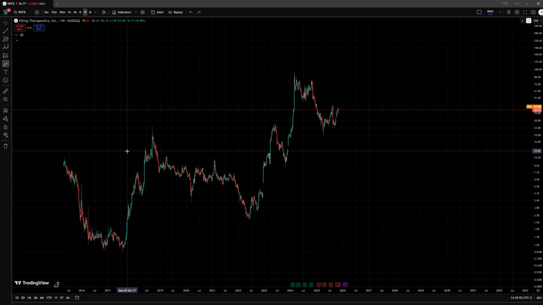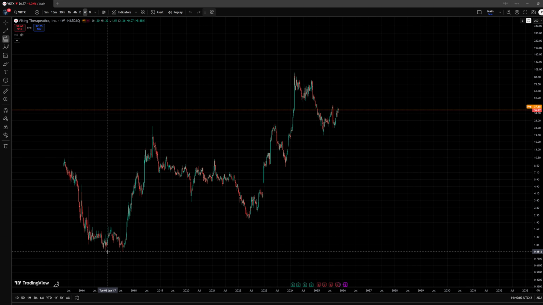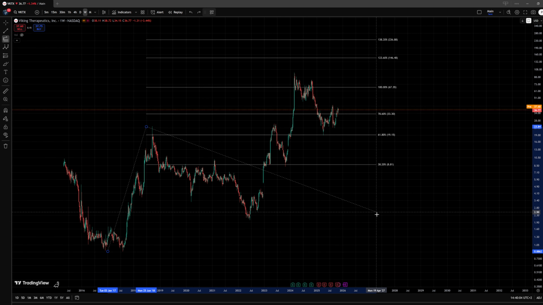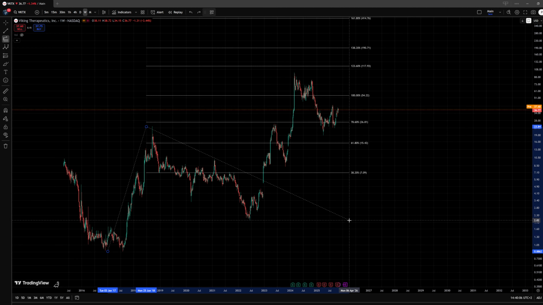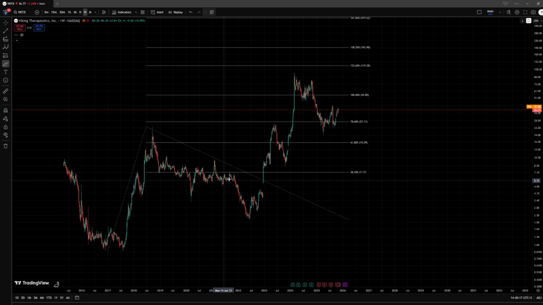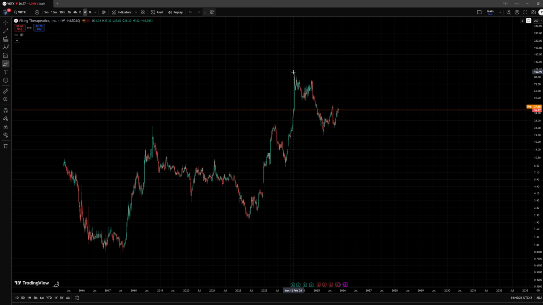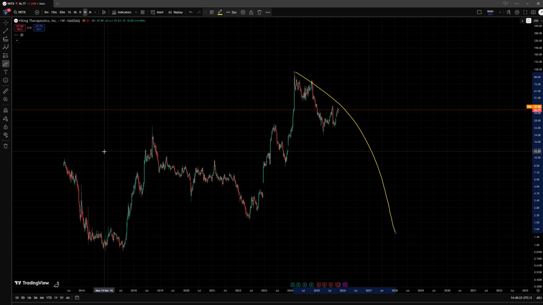But then I would consider this an ABC structure. We haven't even reached the ideal target for a third wave to the upside at 138.2% extension, which in the case of this chart is around the $190 level. We haven't reached that. And technically it does have all the signs of a full ABC pattern to the upside, which does come with the risk of expecting failure afterwards.